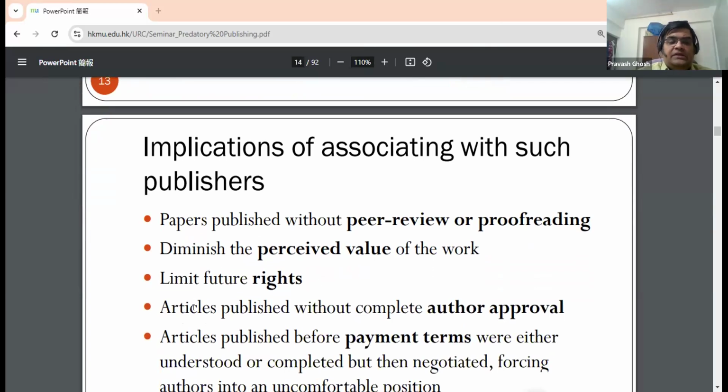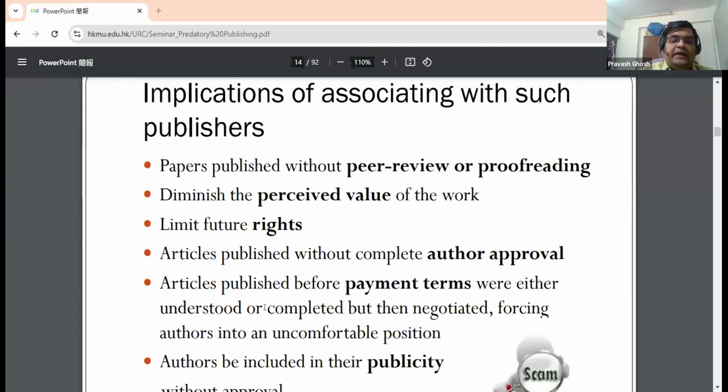Limit future rights: articles are published without complete author approval. Sometimes they will not take the author's approval at all, right? Articles are published before payment terms were either understood or completed, and then negotiated, forcing authors into an uncomfortable position. So they can ask money at any point of time.